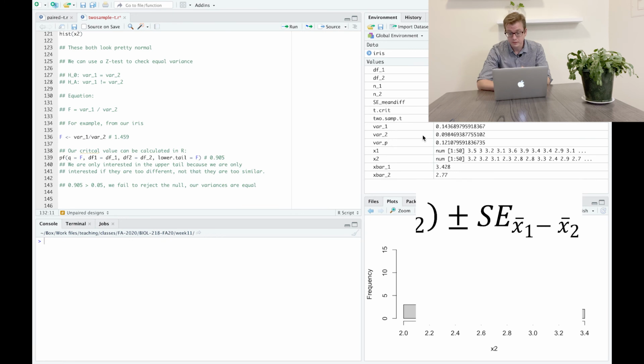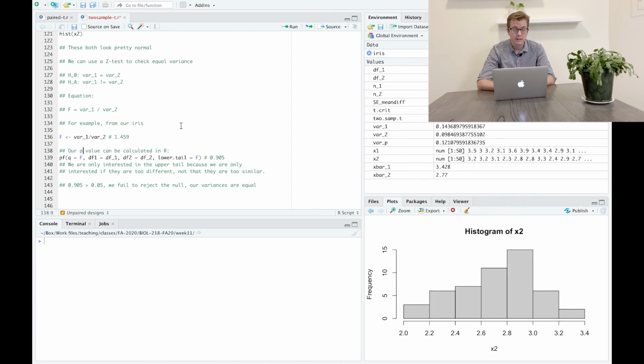If we look over here, variance 1 is 0.14 and the variance of 2 is 0.098. So if we run that equation, we get the number 1.459, which is our statistic. We then calculate a p-value using the pf function, which includes a q that equals our F value, and then we include the degrees of freedom of our first sample and the degrees of freedom of our second sample, which in this case are the same. And then we also indicate that lower.tail equals FALSE. We're only interested in the upper tail because we are interested if the variances are too different, not if the variances are too similar.